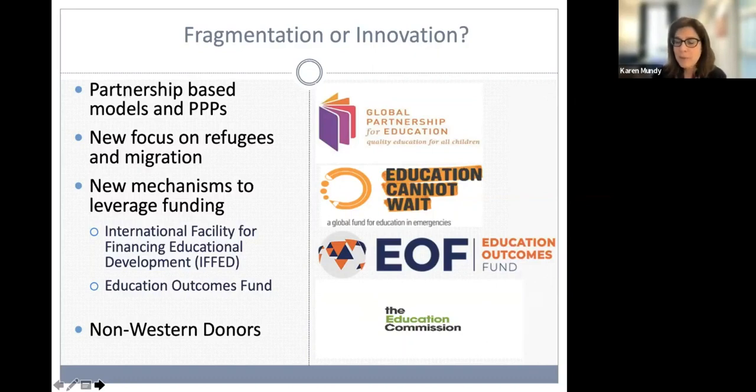an even newer mini multilateral that focuses on education in emergencies. The Education Outcomes Fund is a recent initiative that focuses on using a PPP approach, leveraging private finance to achieve deliverable outcomes in education. And then the Education Commission itself, which was the outcome of Norwegian and other funders' efforts to raise education up the international agenda, is now itself a technical assistance organization in addition to convening dialogue on this international education architecture.